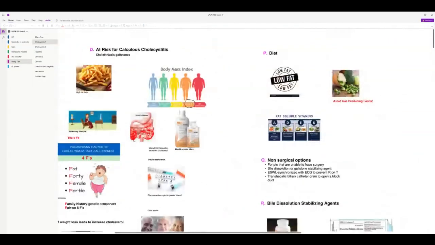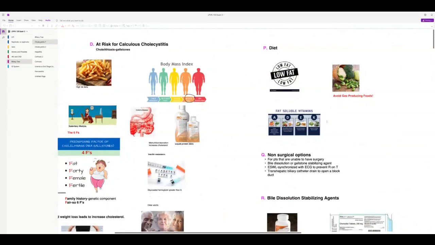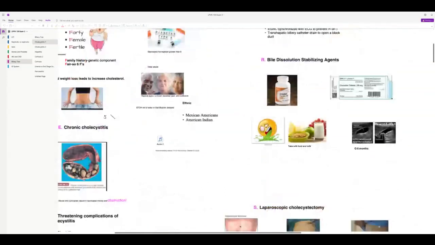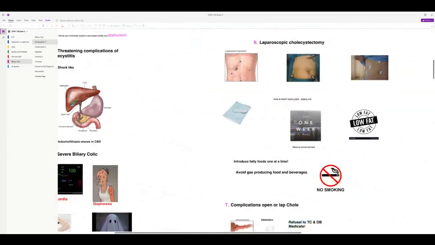With cholecystitis, they can treat it with diet. Remember I said after the surgery, low-fat diet, avoid gas-producing foods. They can have medications. They can have ESWL to treat it. Now, here is what the incisions look like for laparoscopic cholecystectomy. They can have a laparoscopic cholecystectomy, and when they do it, they put a lot of gas in the abdomen here, okay? And that gas has to come out after the surgery.